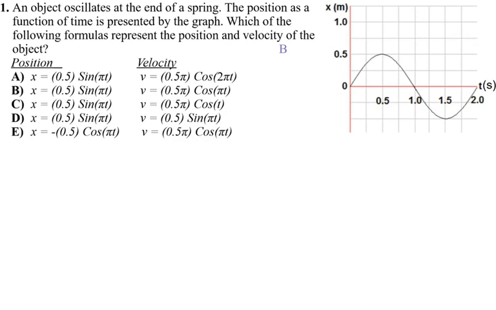Okay, here is number one from your lessons online. An object oscillates at the end of a spring. The position as a function of time is represented by the graph. Which of the following formulas represents the position of the object? So I see the function is a sine function. It starts from zero. Cosine starts from the maximum displacement, positive or negative. And it's a positive sine function. So I know it's going to be a positive sine function for position.